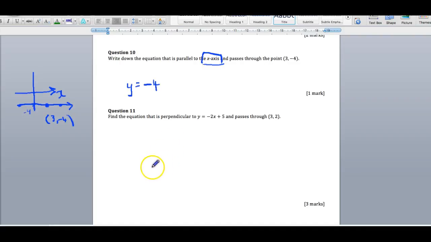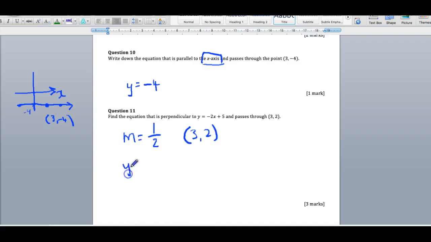All right, question 11, find the equation that is perpendicular to y equals -2x plus 5. So after the multiple choice test, hopefully those of you who got the question wrong with perpendicular now realize that the gradient of a line perpendicular is we change the sign, so this one's going to be positive, and then we flip it. So the gradient of this new line is 1/2, and it's passing through the point 3, 2.